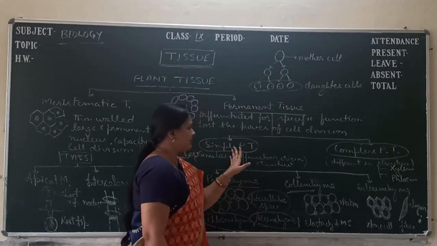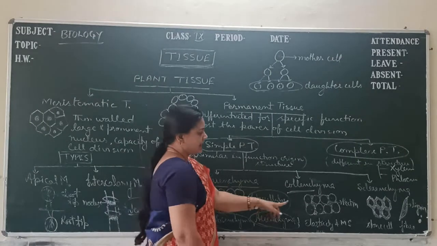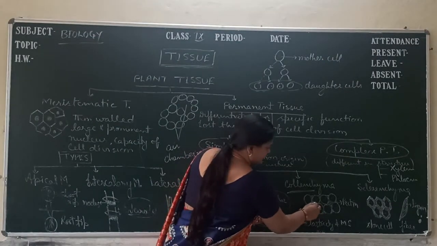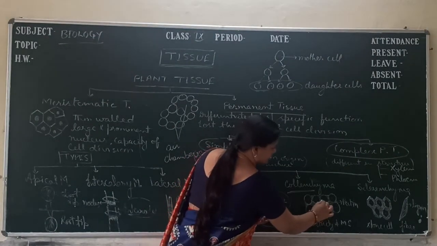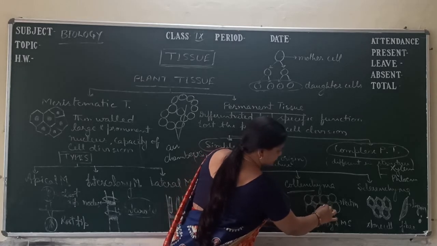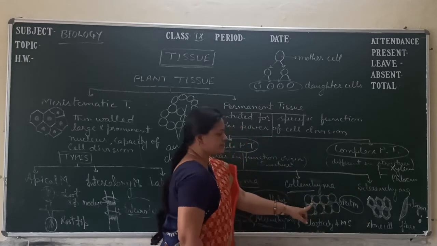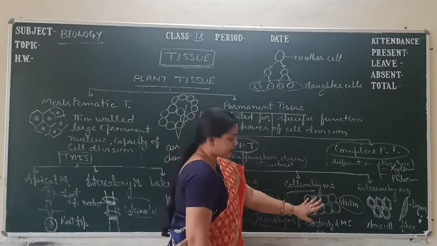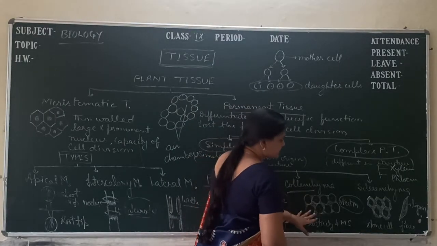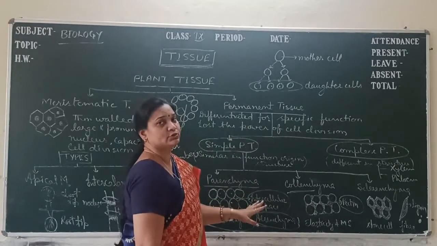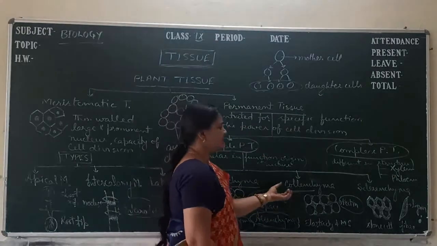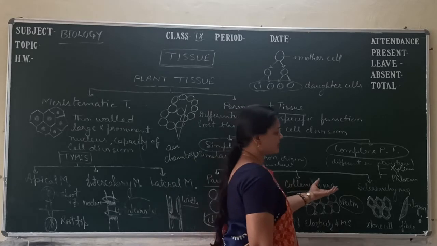Now the second type is collenchyma. Collenchyma is a type of simple permanent tissue, and in its intercellular spaces, these are the intercellular spaces, pectin is deposited. Due to the deposition of pectin, they provide elasticity and mechanical strength to the plant part. They are generally present in the small branches of trees.